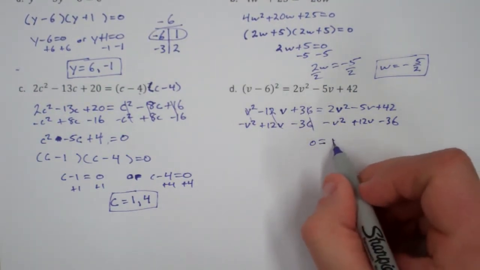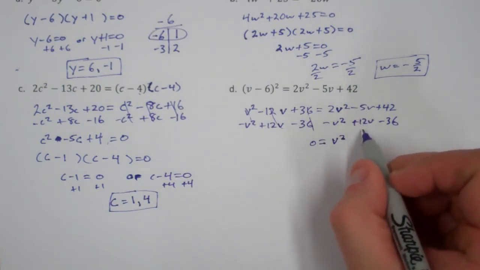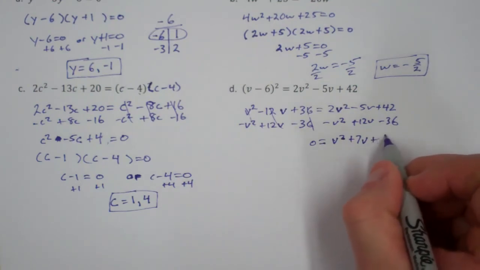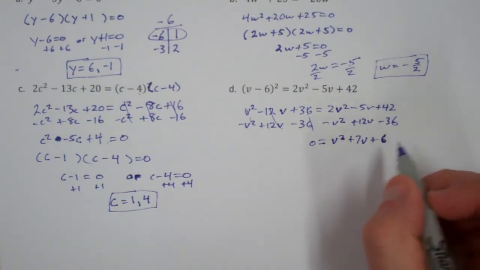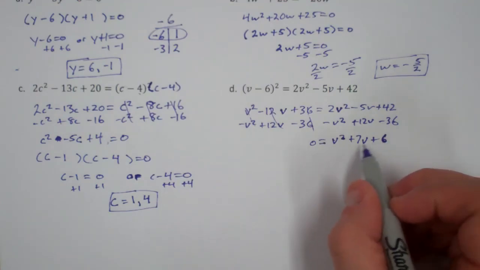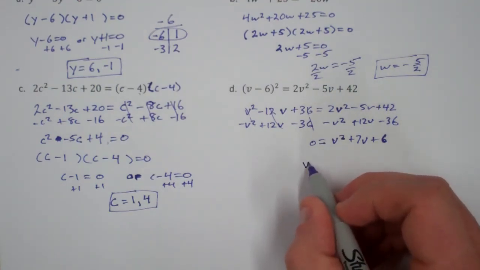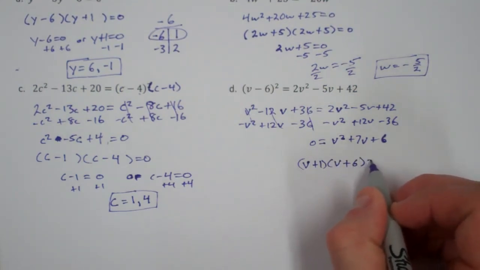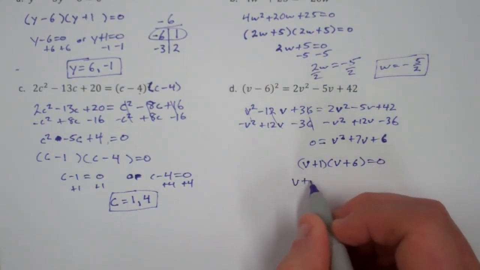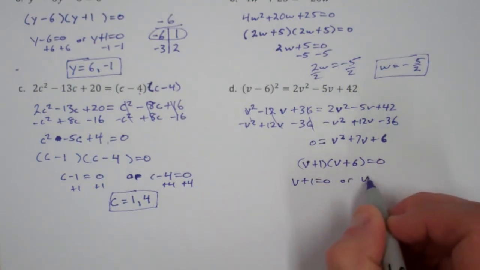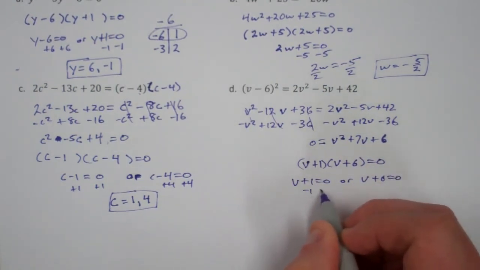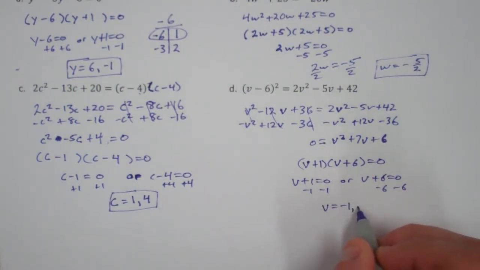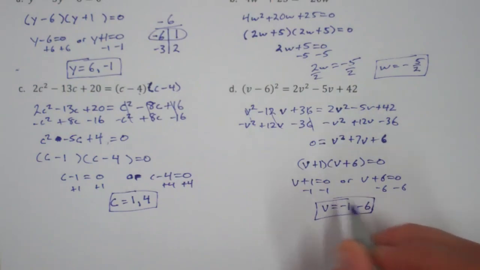2v squared minus v squared is just v squared. Negative 5 plus 12, that's 7. 42 minus 36 is 6. So this is another one where we need to find two numbers to multiply to get 6, but add to get 7. So those two numbers are 1 and 6. So we'll set each factor equal to 0. And we'll solve each one separately. And we get v to be negative 1 or negative 6.